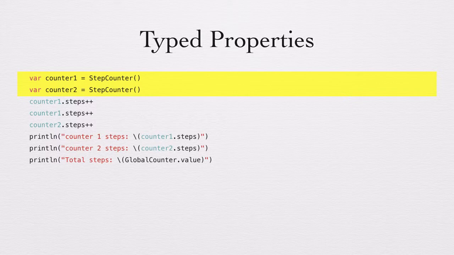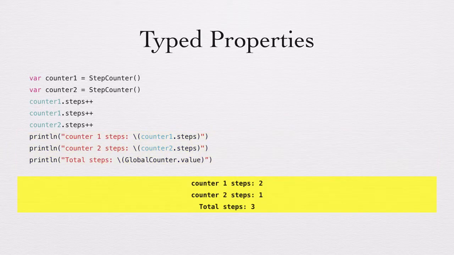Now, somewhere in your program code, you would create two instances of step counter. The first instance takes 2 steps and second instance takes only 1 step. Both instances would also modify the global counter internally. We print the values of steps taken by 2 instances and also the global count that tracks the total number of steps.